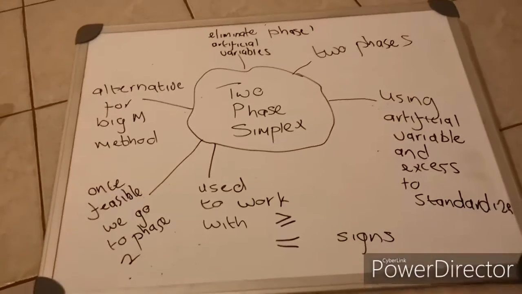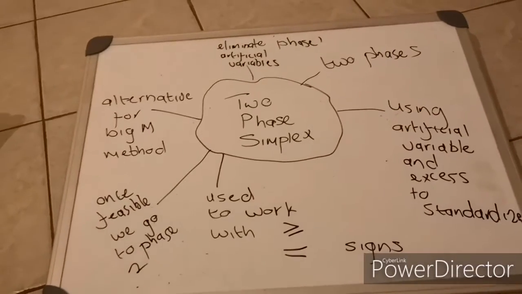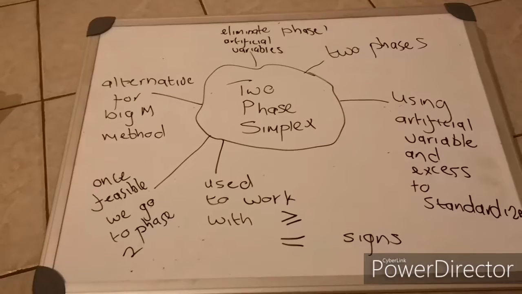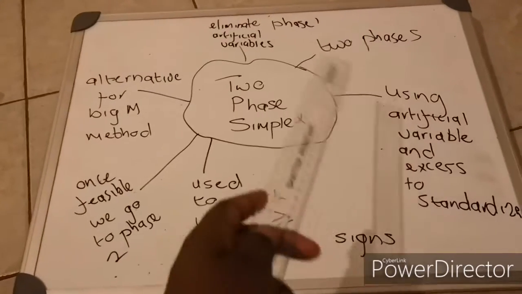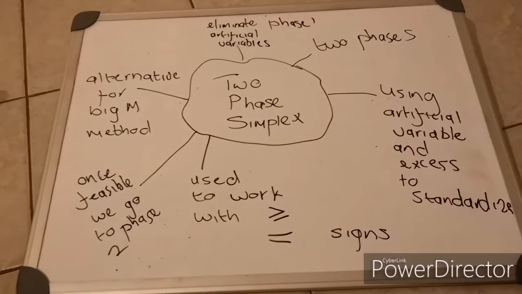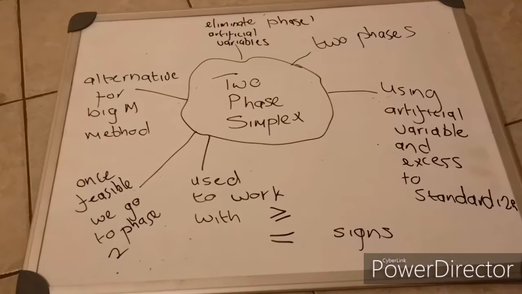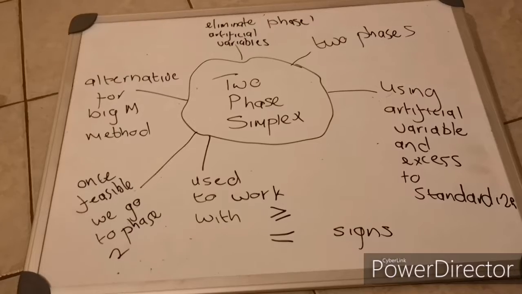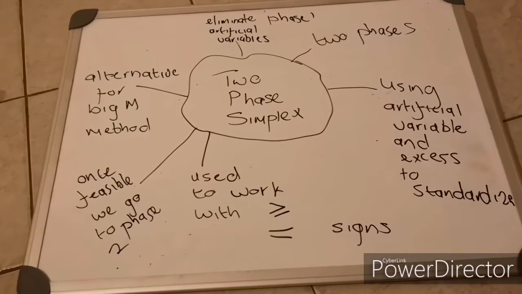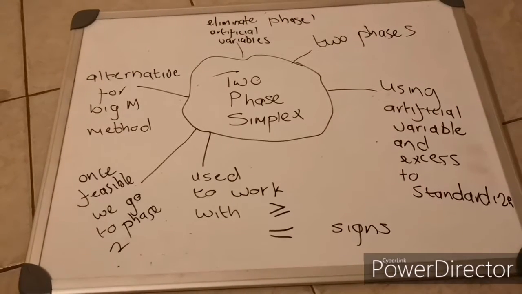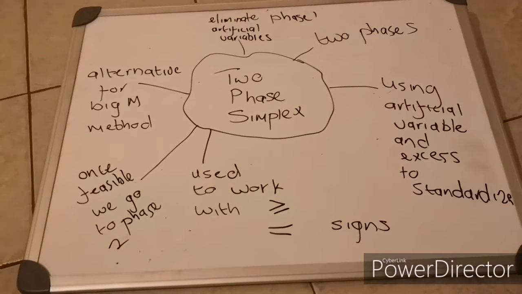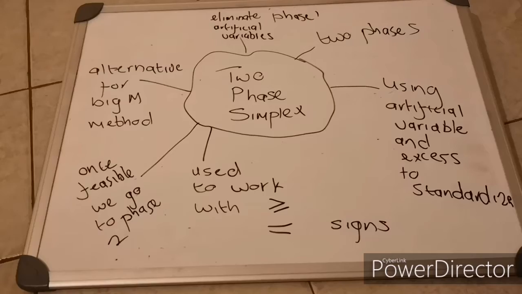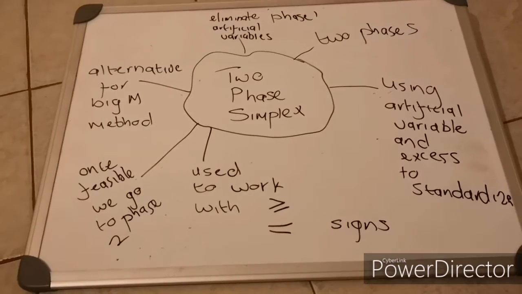Today we'll be looking at a two-phase simplex method. So, the two-phase simplex method, as by name, uses two phases. This is basically an alternative for the big M method, and it uses artificial variables and excess variables to standardize a simplex algorithm.